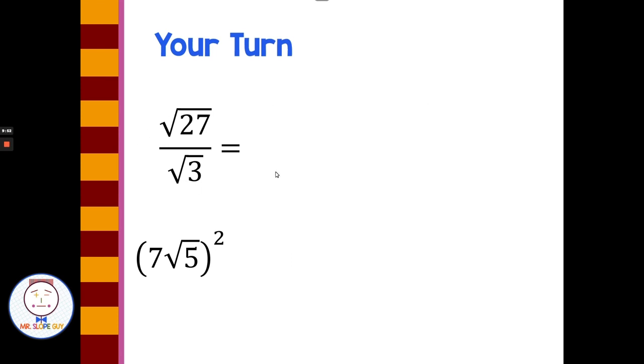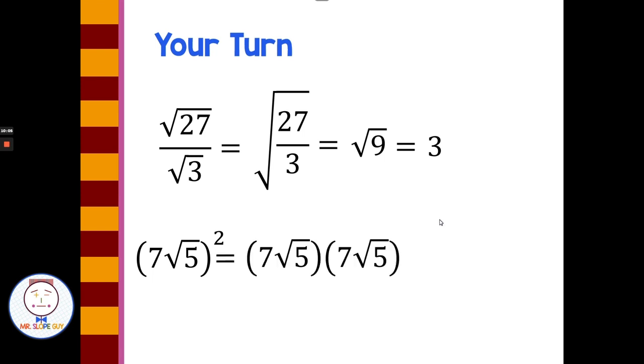This is another example where making one fraction makes sense because 27 divides evenly by 3 to give us a square root of 9. Square root of 9 is 3. 7 times the square root of 5 squared is the same as 7 radical 5 times 7 radical 5, which is 49. 5 times 5 is 25, and then the square root of 25 is 5. And when I take the square root of 25 to get 5, 5 times 49 will give us 245. And I hope that helps everybody simplifying radicals.